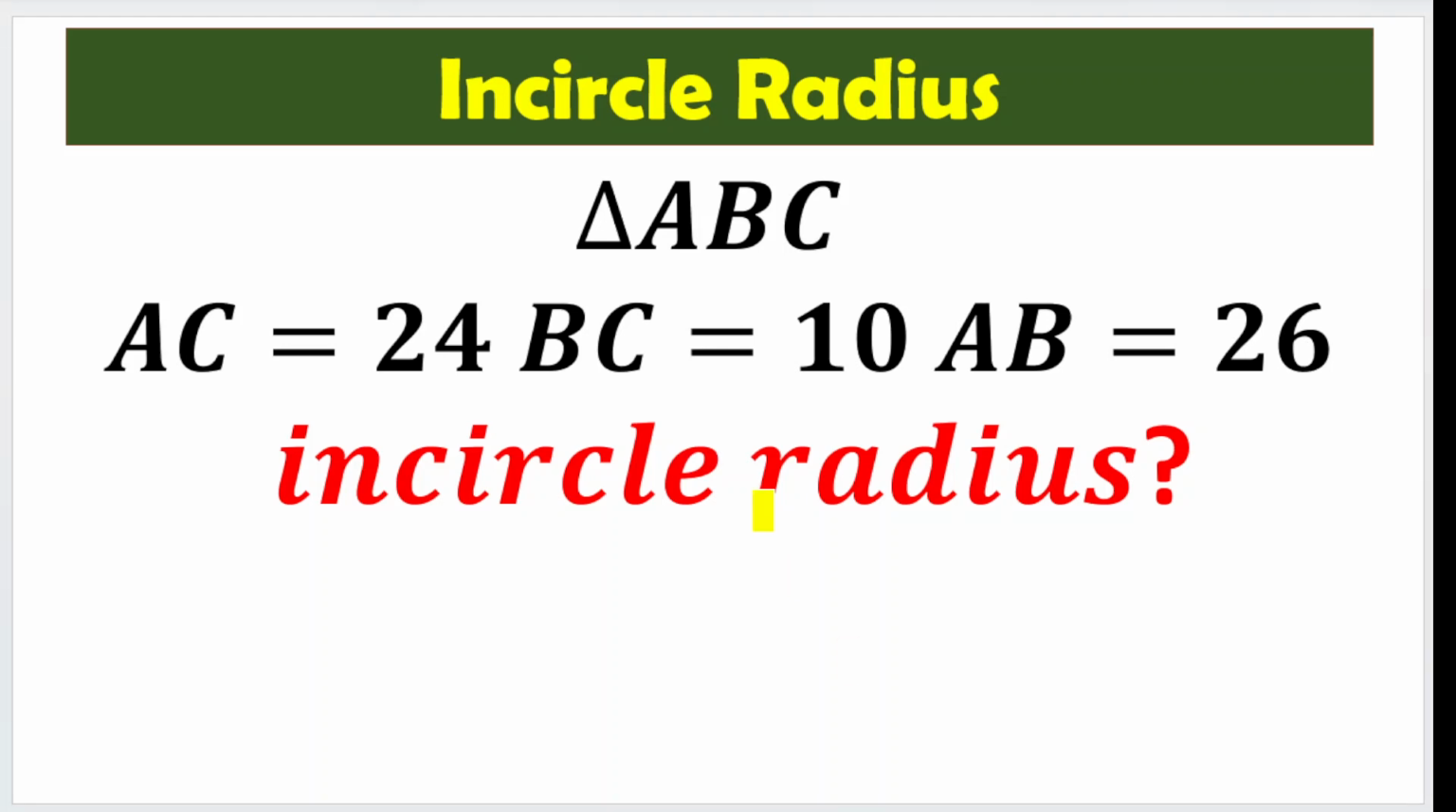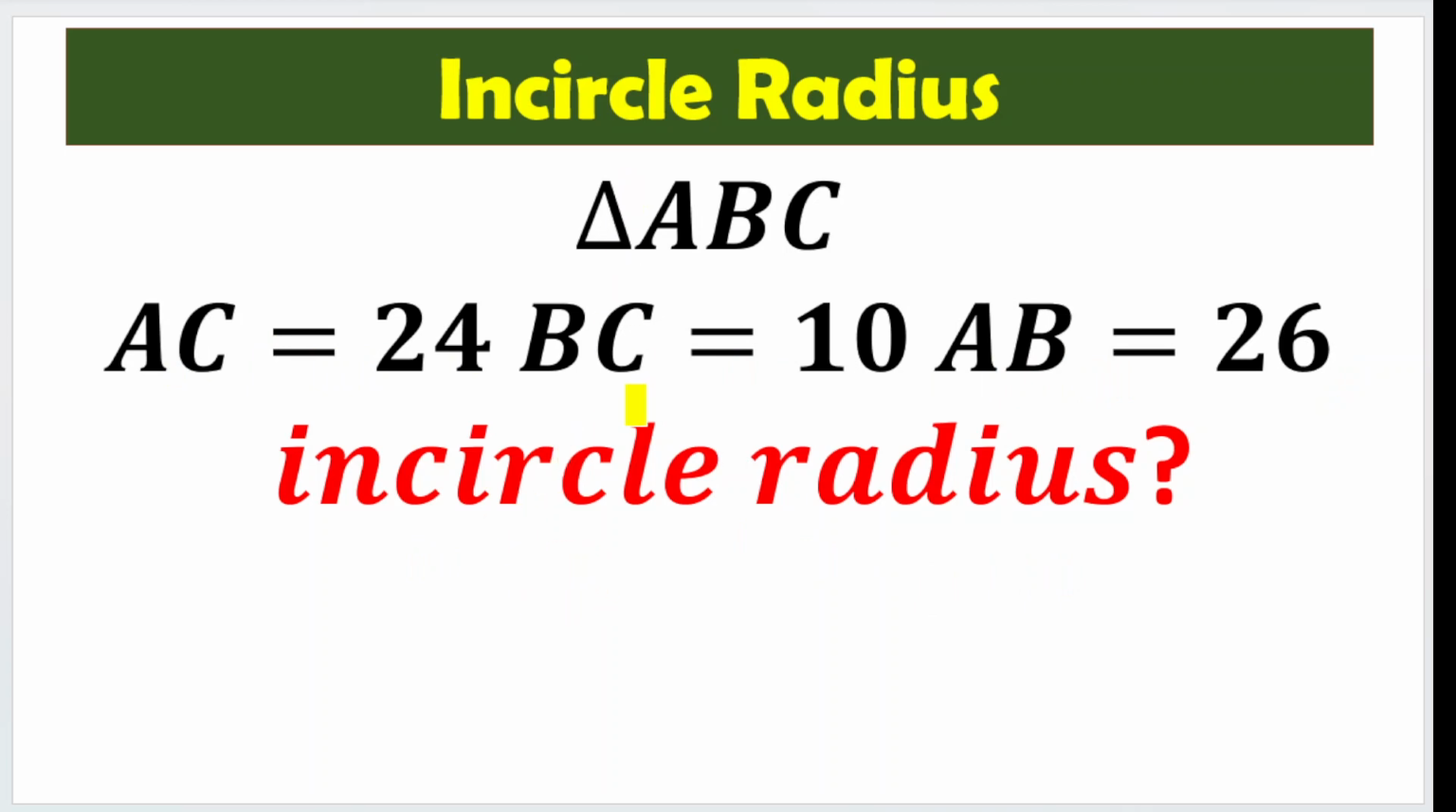Hi friends, in this problem we are given a triangle, the lengths of three sides. Triangle ABC whose lengths we are given: AC is equal to 24, BC is equal to 10, AB is equal to 26. Now we have to find the radius of the incircle.